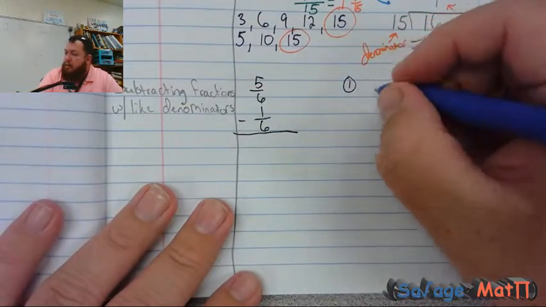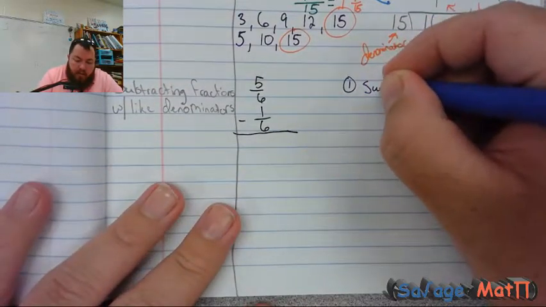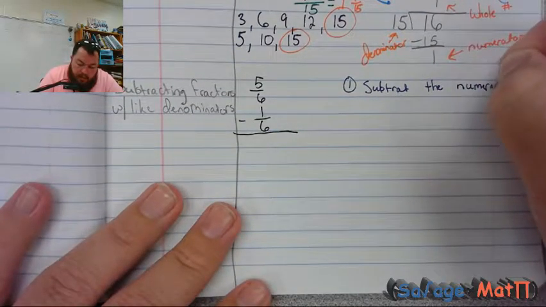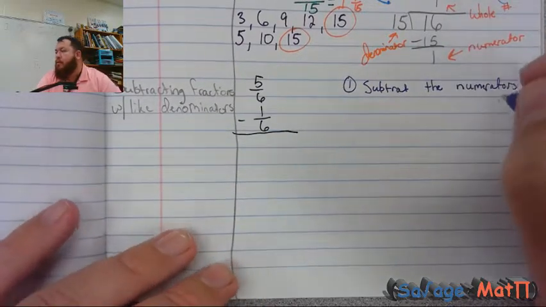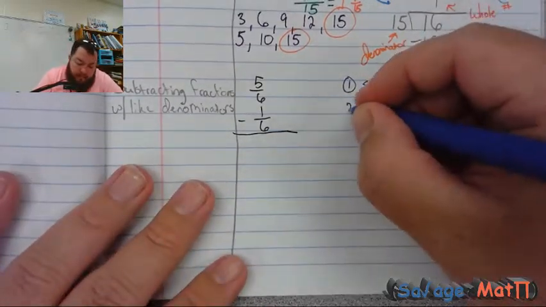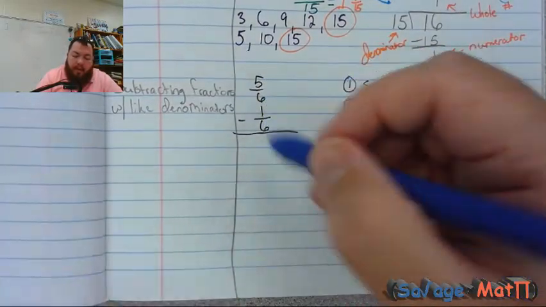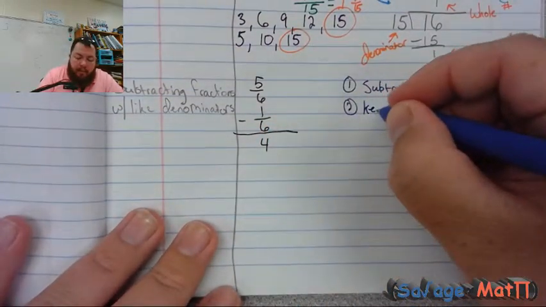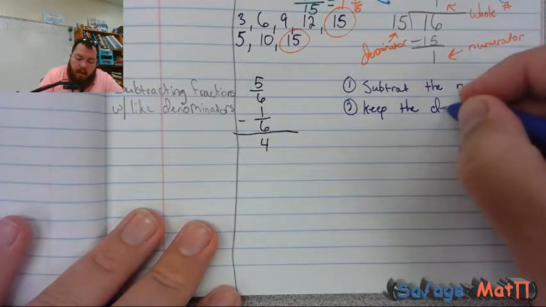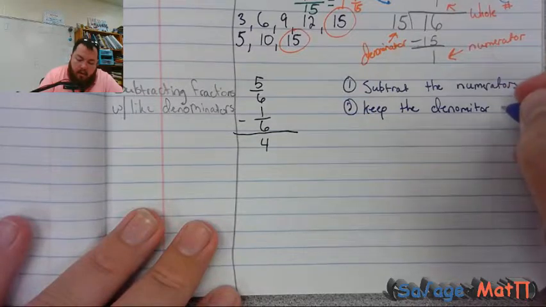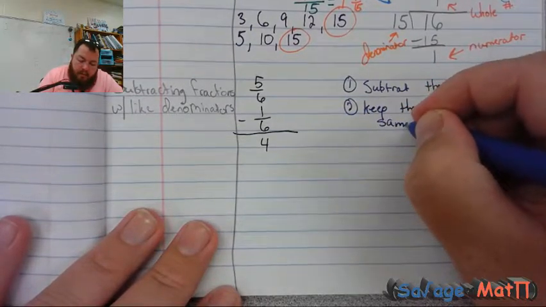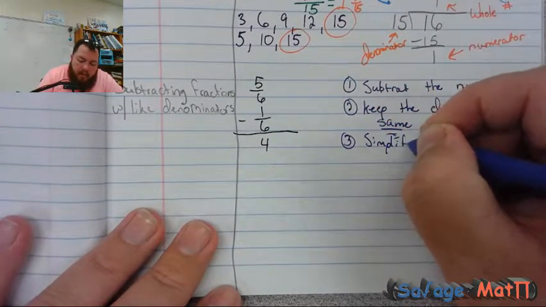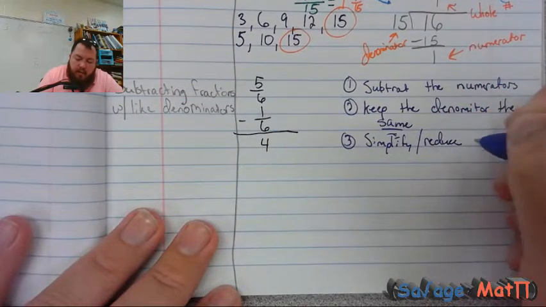So first thing we're going to do is we're going to subtract the numerators. Okay? So 5 minus 1 is 4. Our second step is going to be keep the denominator the same. And then our third step is going to be simplify / reduce. Okay?